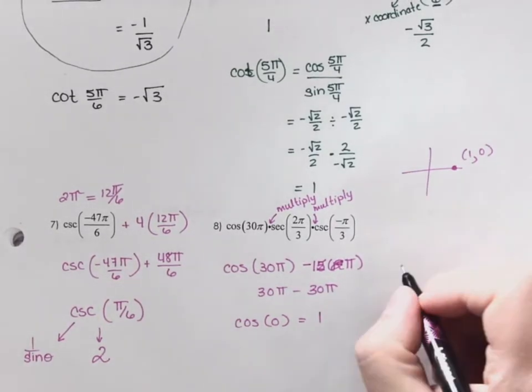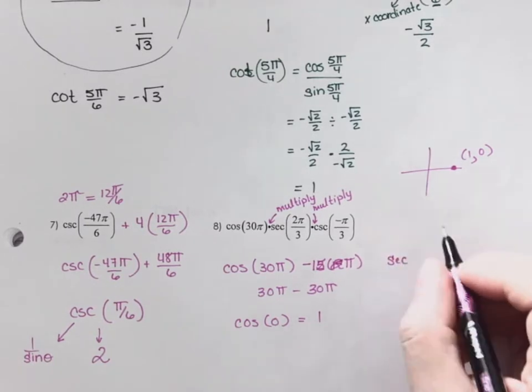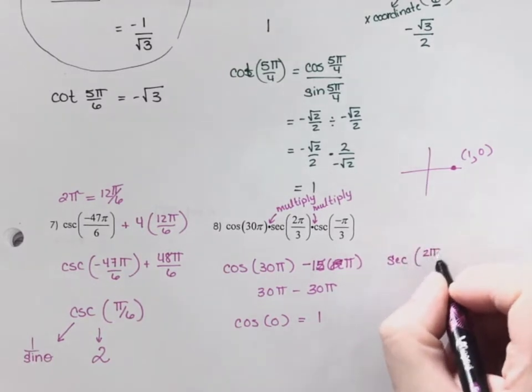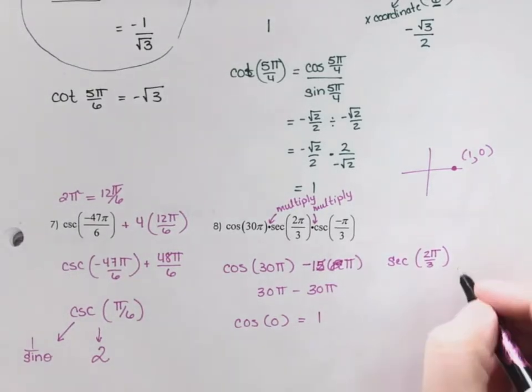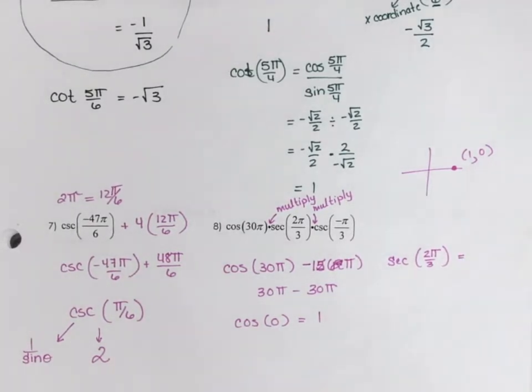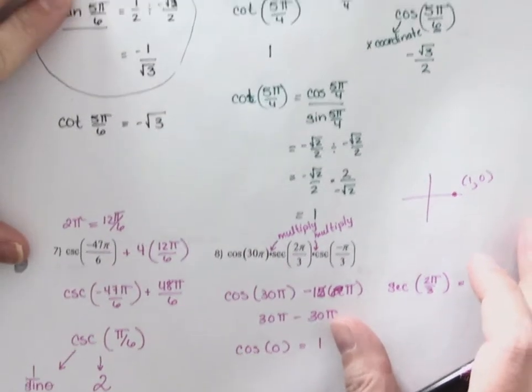Okay, so now let's do our next one. Secant 2 pi over 3. Secant is the reciprocal function of cos. 2 pi over 3. Quadrant 2. Okay, I'm just going to slide this down for a second.